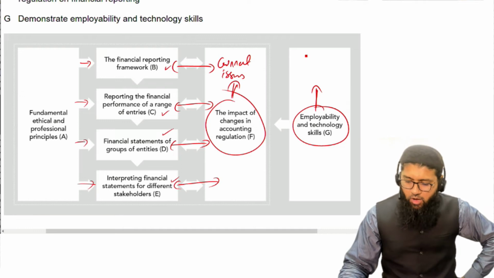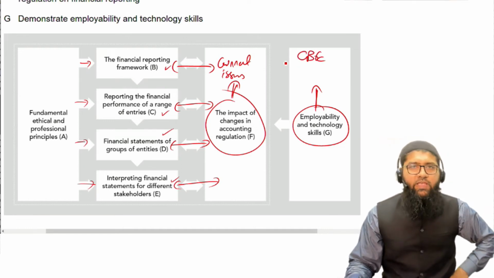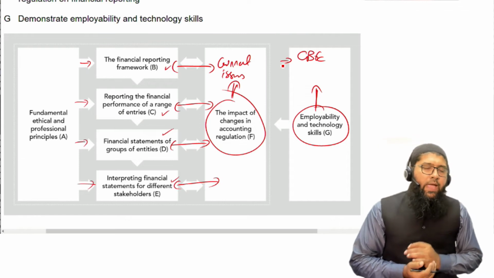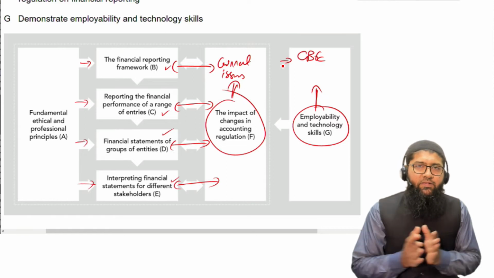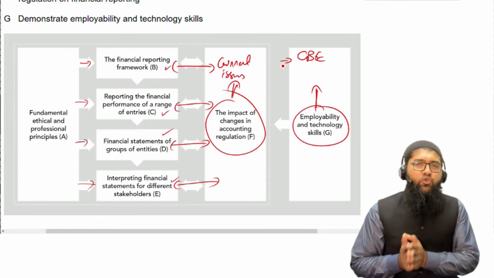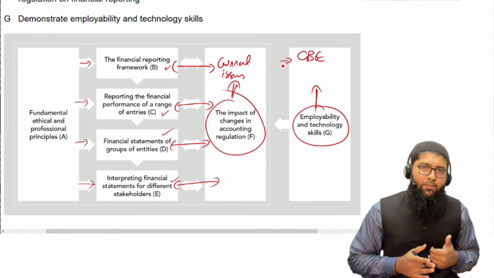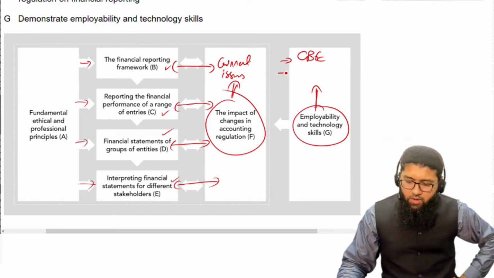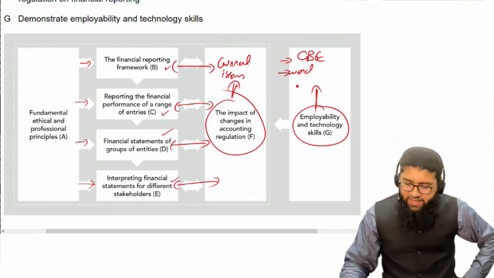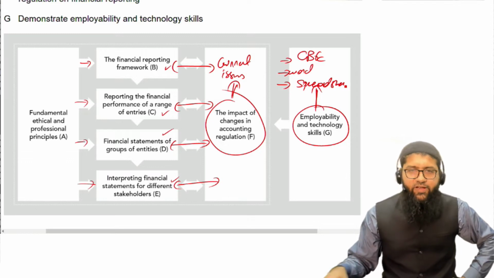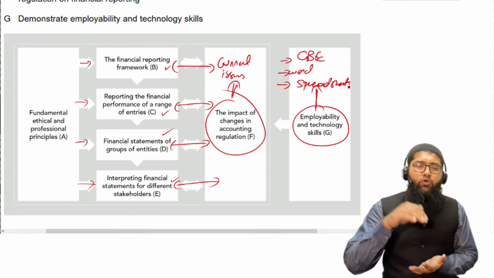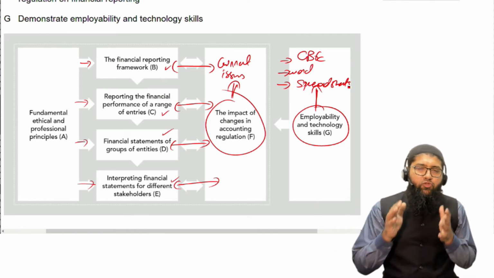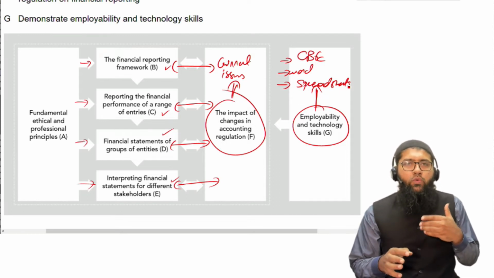You know that all the papers of ACCA have now become CBE based practice papers. And when they have become CBE practice papers, what is the examiner expecting from you as a student? That you will be able to handle the word processing document. The examiner is expecting that you will be able to handle the spreadsheets. These are the skills which are going to make you work ready.